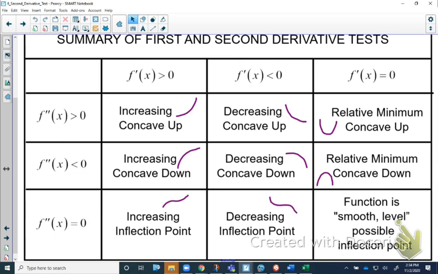The middle one: if the first derivative is negative, but the second derivative is positive, that gives you a decreasing function that will be concave up. The next one, decreasing concave down, when both second and first derivatives are negative. And if the first derivative is negative, but the second derivative is 0, then we have a decreasing function with an inflection point, kind of like if we took the cube root function and reflected it horizontally.